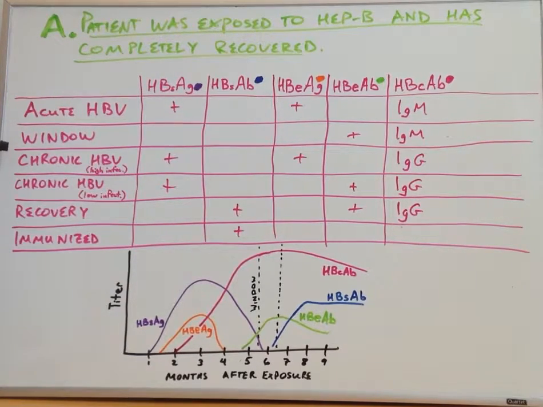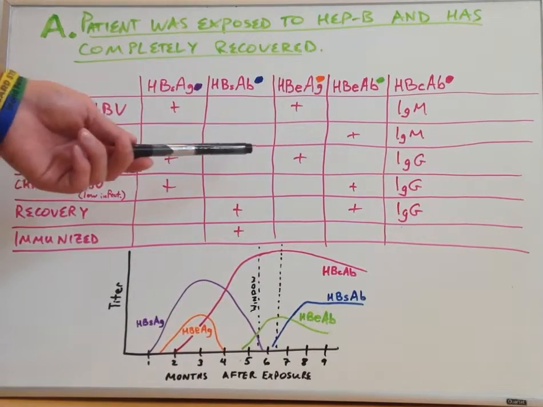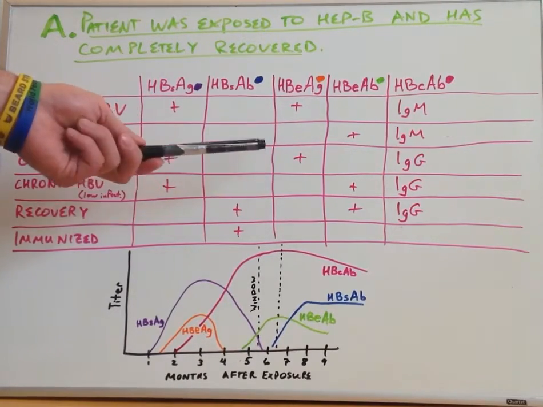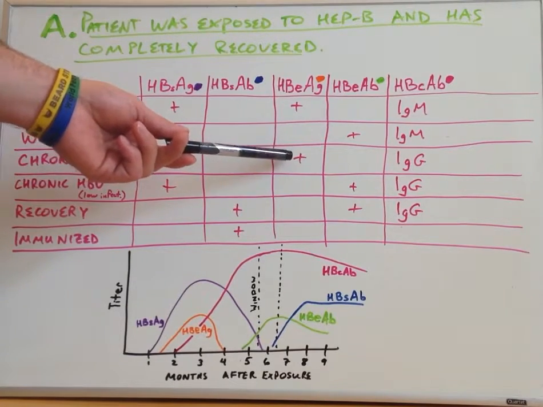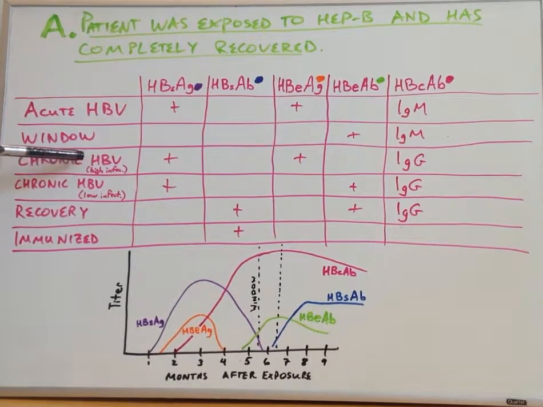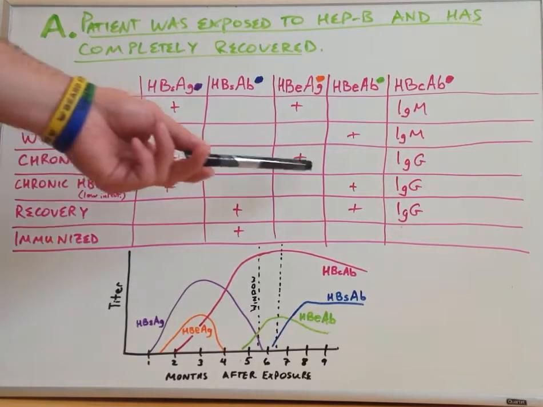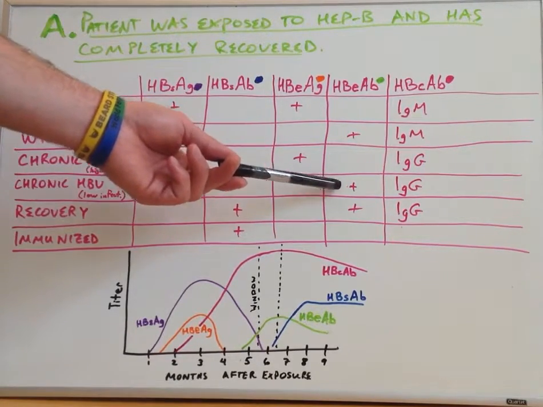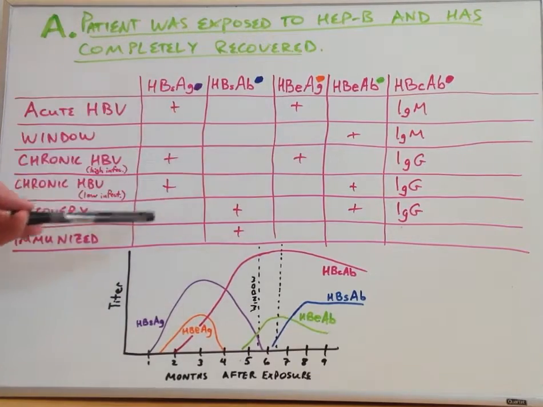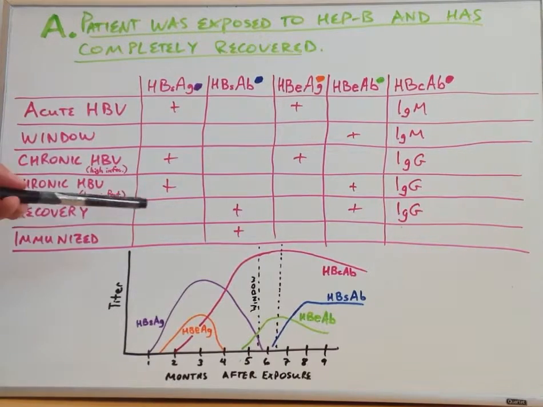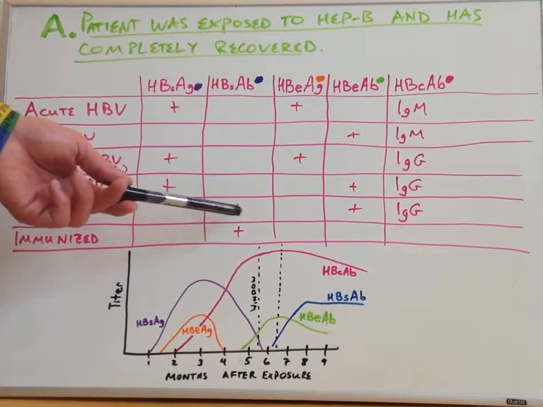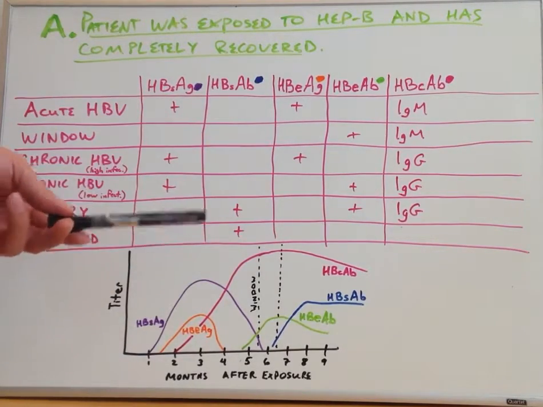Here in the chronic HBV infections, we still have the HBs antigen present, and then, depending on whether or not our body is fighting back, we might have the HBe antigen continuously present in the high infectivity chronic HBV, or we could have the HBe antibodies present, which is indicative of our body fighting back in the low infectivity chronic HBV. In the recovery phase, we would see an HBs antibody, HBe antibody, as well as the IgG.